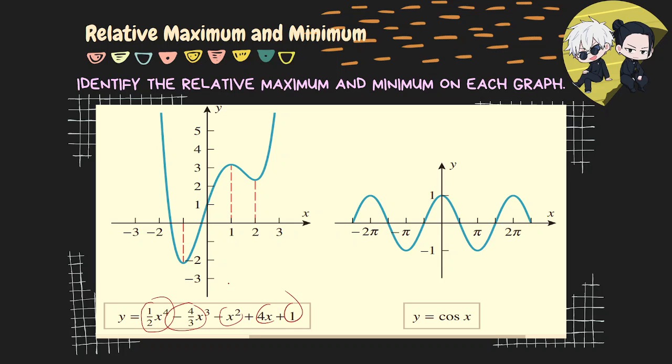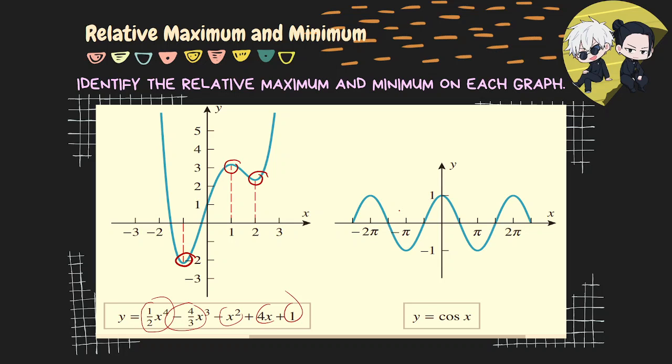So this is a polynomial function, but you can see we have a relative minima here. Meron din tayong relative minima here. Okay? But we also have a relative maximum here. Okay? So next, this function cosine x.